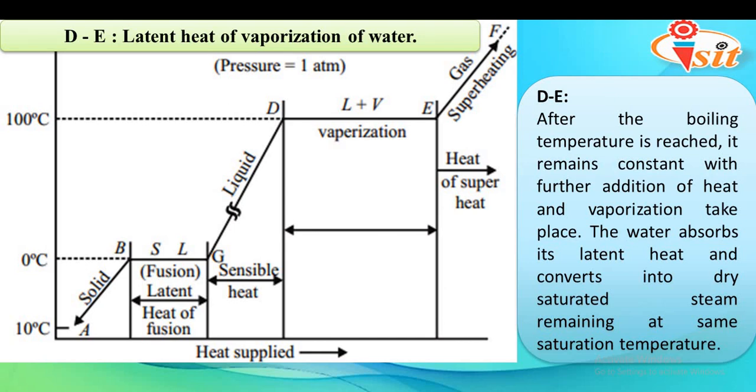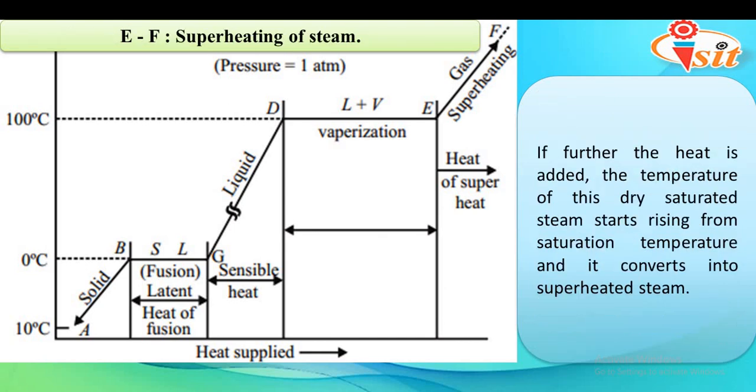Now we will see the last region, which is represented by line E to F. So this is called superheating of steam. Once we are at point E where 100% steam is available, if we go on adding further heat at this point E, then we can see a further change in the temperature.